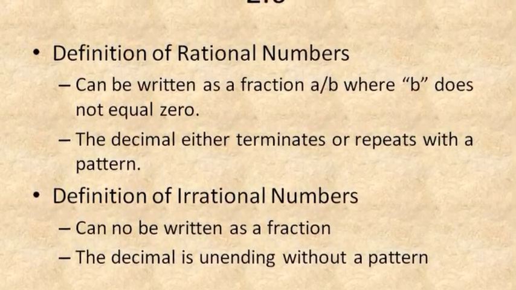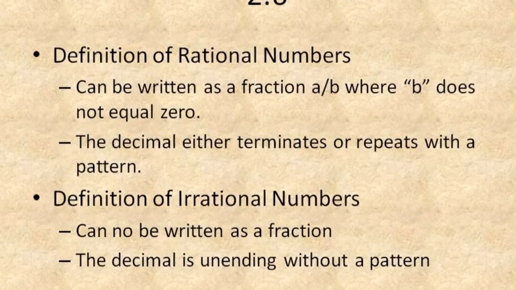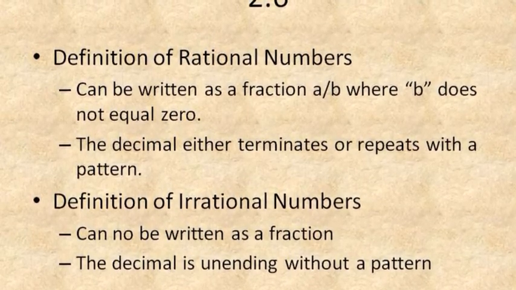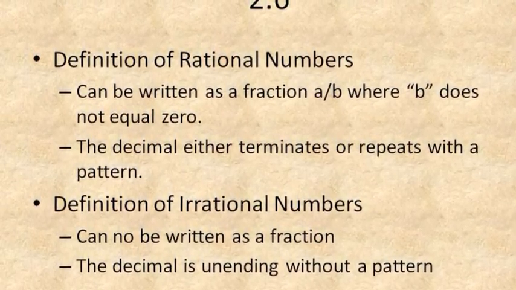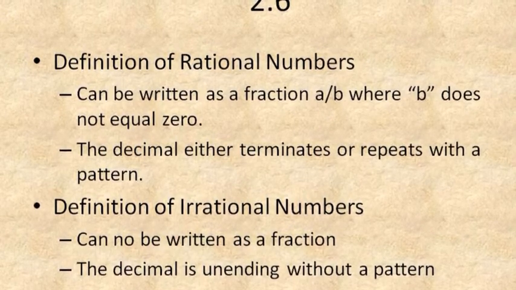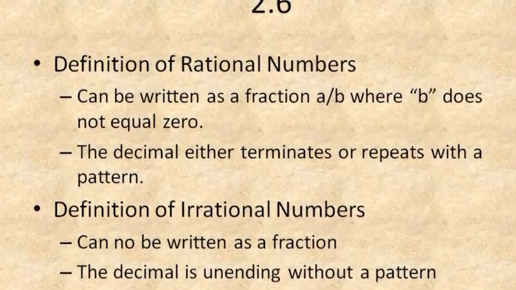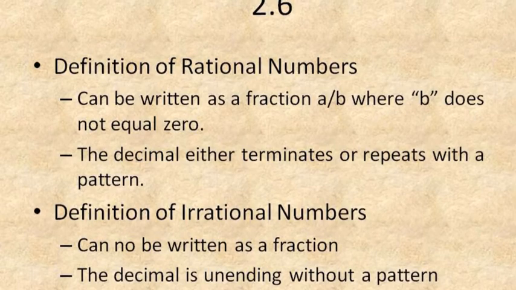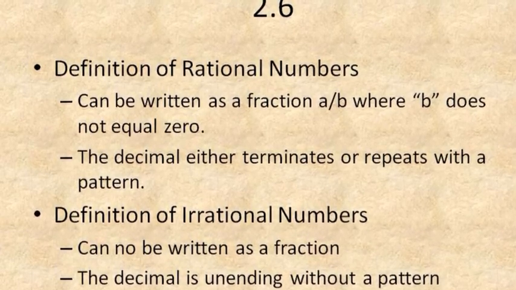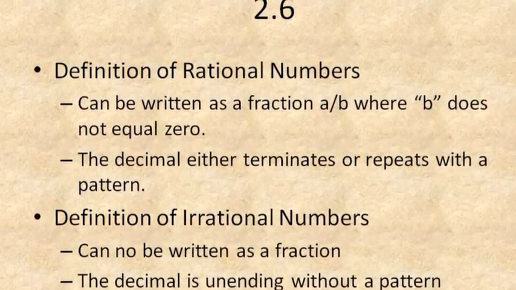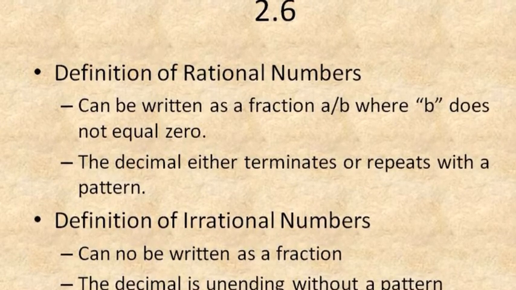And the decimal either terminates or repeats with a pattern, such as 1/3 is 0.333 repeating. The definition of irrational numbers is simply not being rational, therefore it cannot be written as a fraction, and irrational numbers have decimals that go on forever, unending, without a pattern.